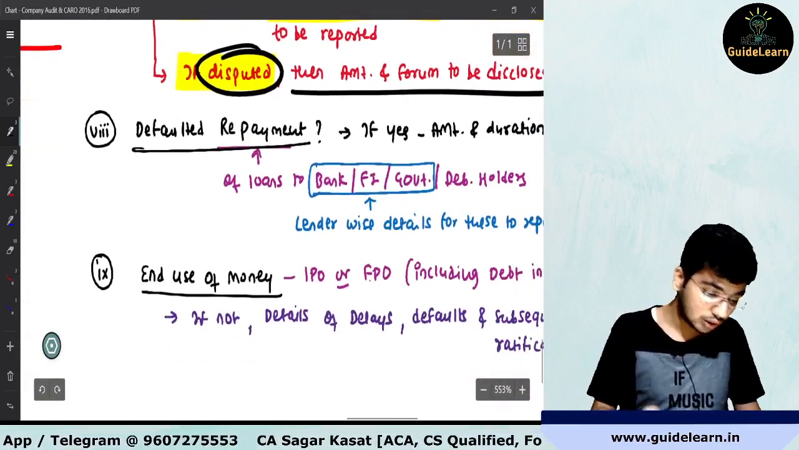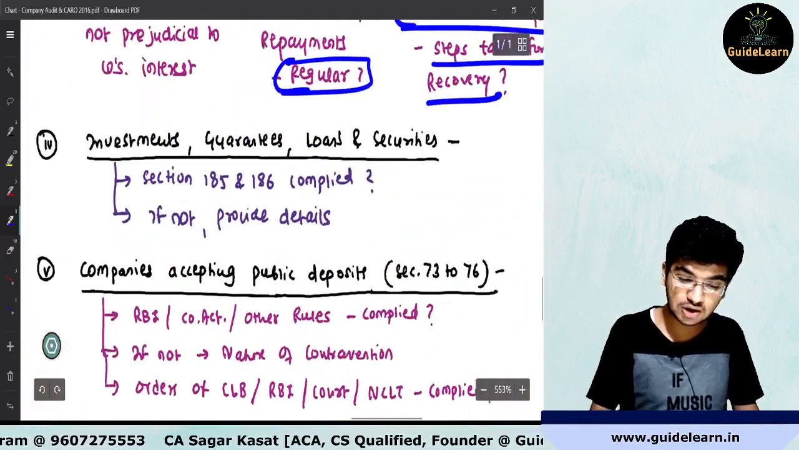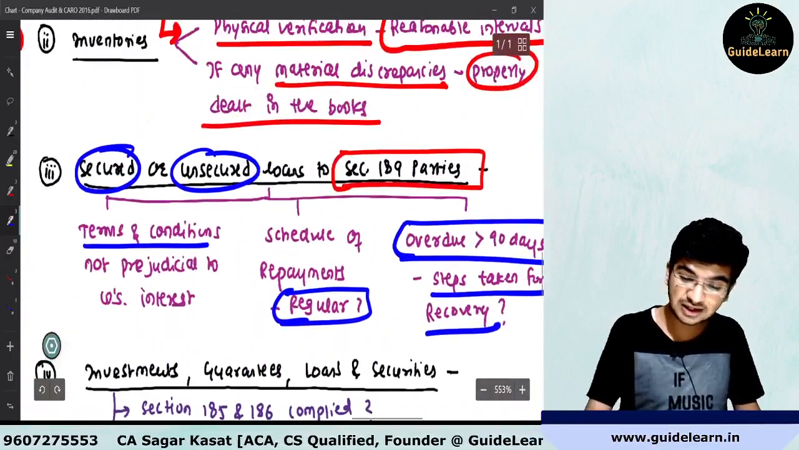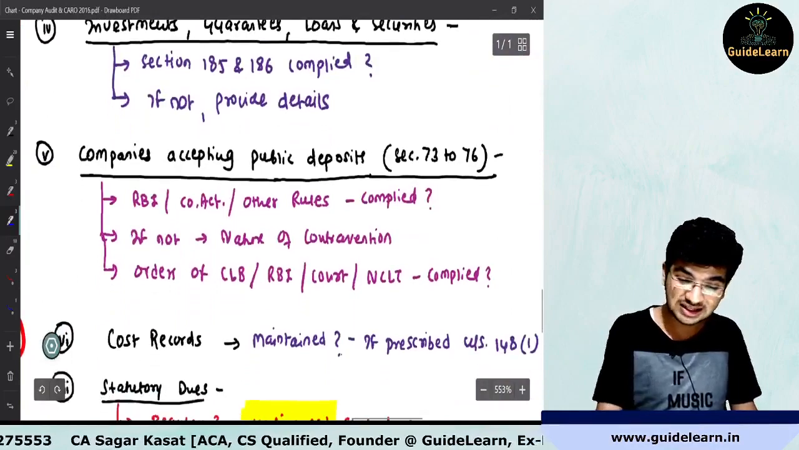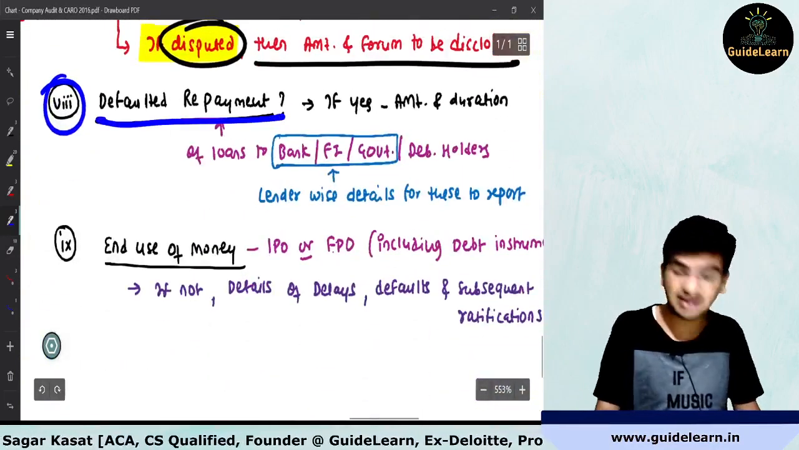The next clause number 8 talks about the defaulted repayment. Now here it was about loans given to the 189 parties, loans given under section 185. Sir, here it is loan taken by the company.